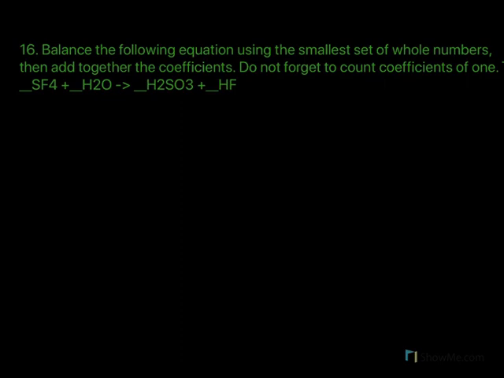Alright, so we can actually work this question out without doing an entire redox reaction. So first I would just start with the most obvious ones. We've got 4 fluorines here, and we've only got 1 here. So we'll add a 4 here. That leaves us with 6 hydrogens on this side.